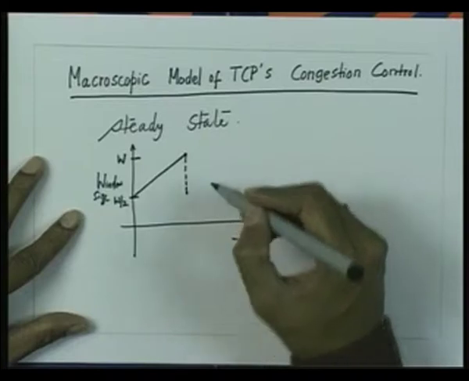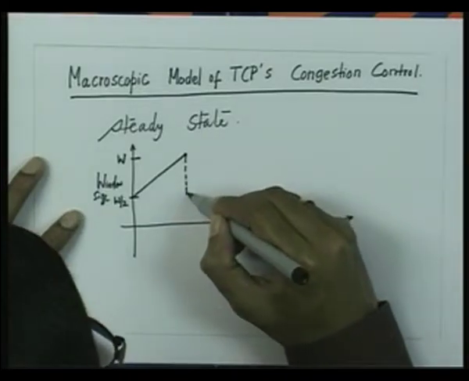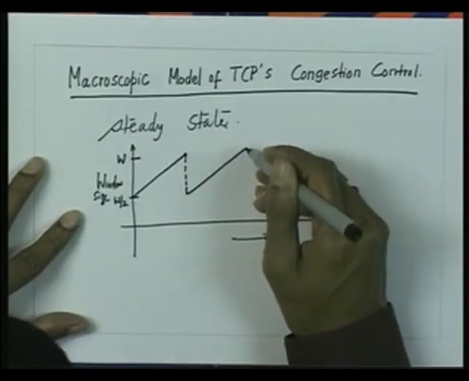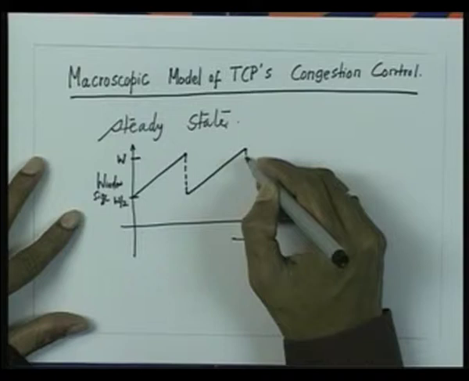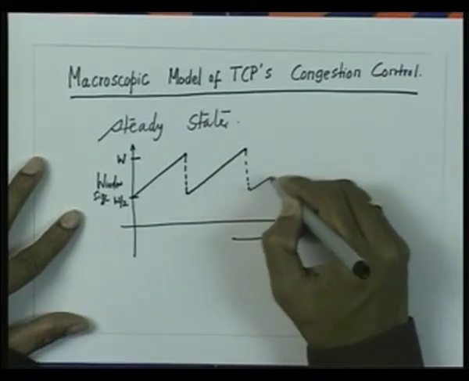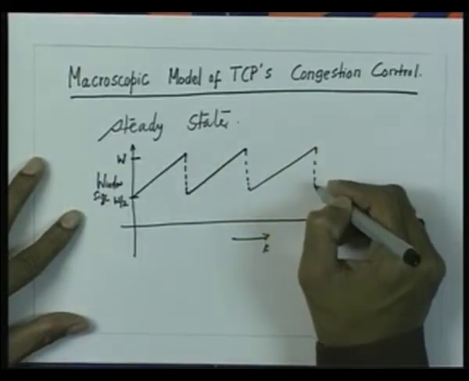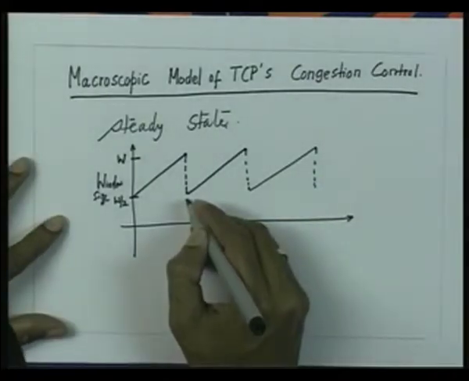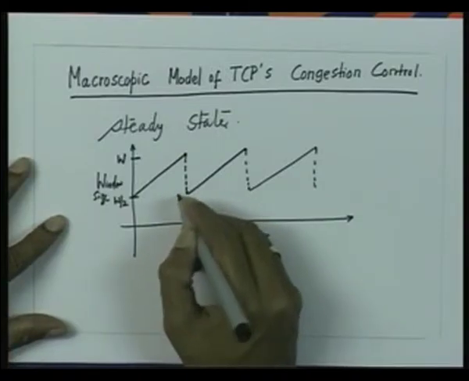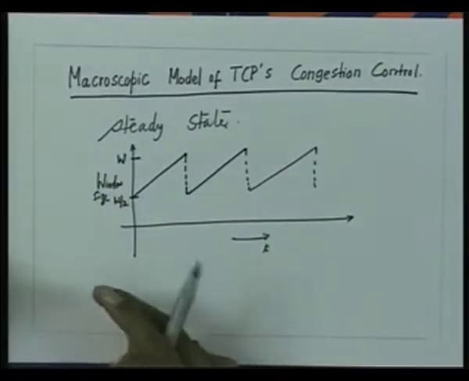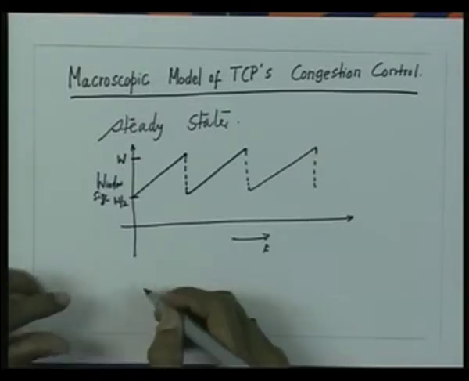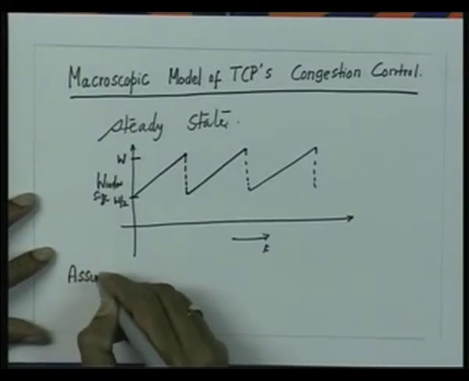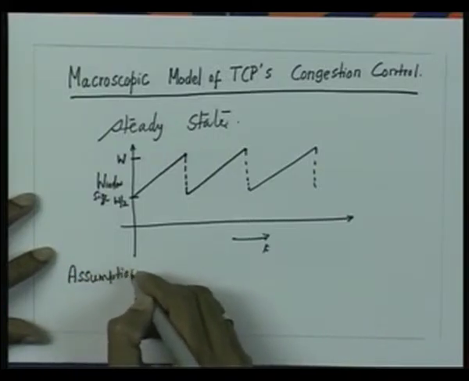Then you again increase the window size, and we are assuming that we are in the steady state, and therefore the packet will get lost again here at W, and so on. Now we make certain assumptions here, and these assumptions we should write here, that we are considering a steady state.